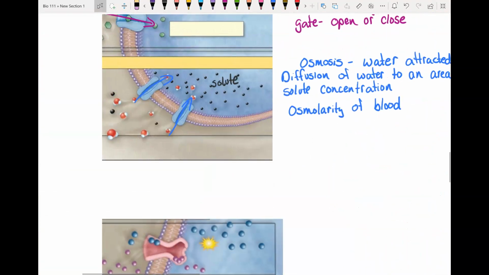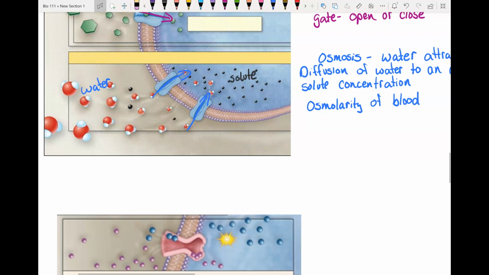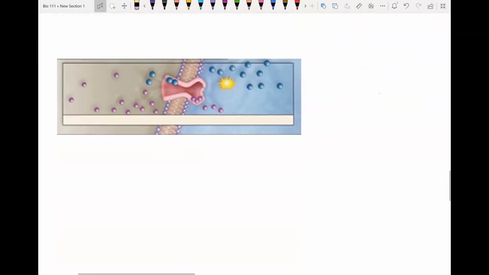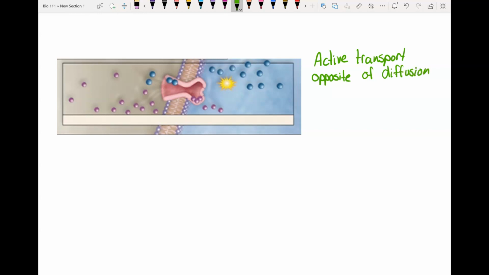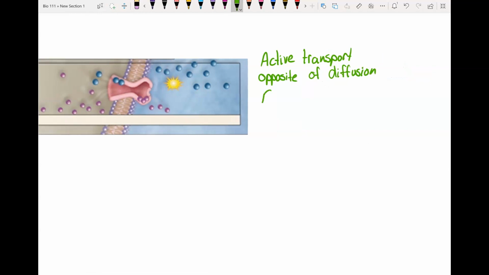All right, so that is osmosis, and osmosis is very important in the body. Let's move on now to active transport. Active transport is the opposite of diffusion. So remember how in diffusion molecules move on their own from high to low until they're evenly spread out? We're going to do all of that the opposite. First of all, you're going to force the molecules to move.